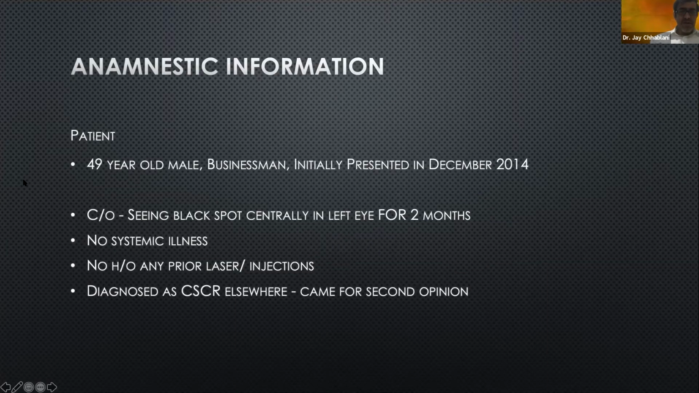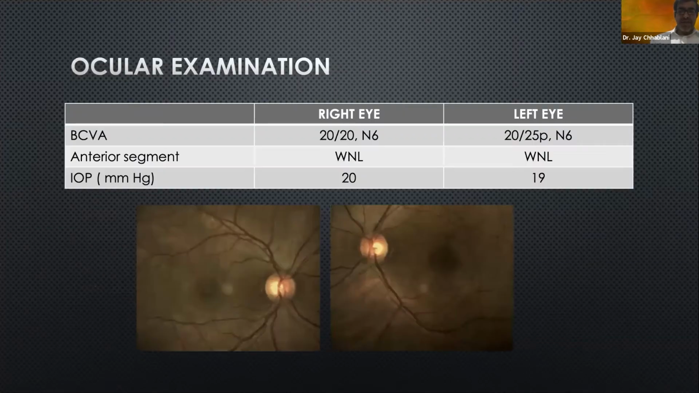So this is a 49-year-old male who presented to me in December 2014, who came with a complaint of seeing a central black spot in his left eye for the last 2 months. He did not have any laser, he did not have any systemic illness. He was diagnosed as CSR, but they did not offer him any treatment, and he came for a second opinion. You can see that the right eye has 20/20 vision, left eye is 20/25. This is one of the really sad parts about this disease, that it may not lead to a real vision loss in terms of Snellen's chart, but you can see that the patient's contrast and their near vision and their quality of vision is compromised significantly.